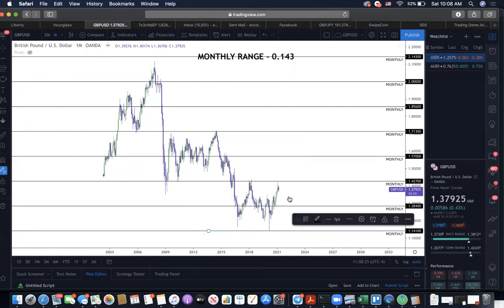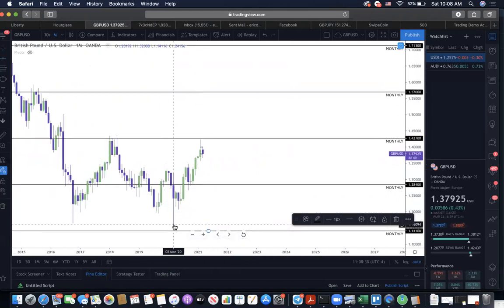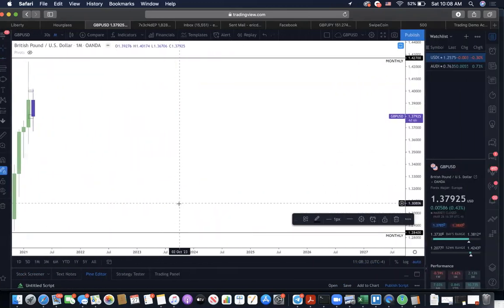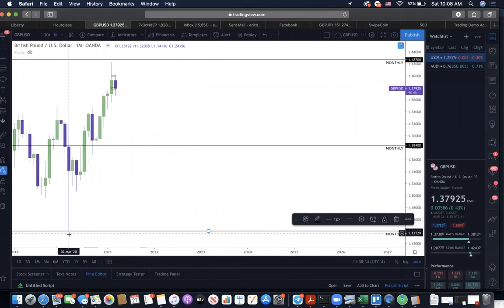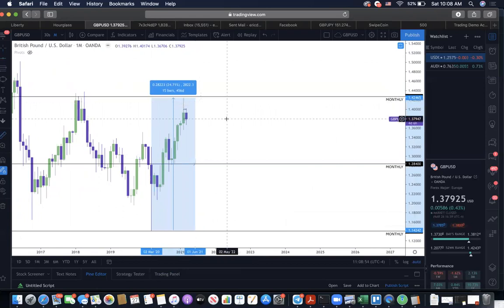Notice how I just put that level there. Look exactly where it came to, the pip. Came all the way back up and never came back. I wonder if somebody bought from right here. How many pips is that? Let's see. Yo, they're 2,000 pips in profit. That's insane. Wow.